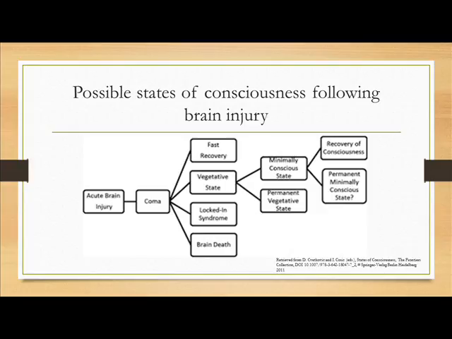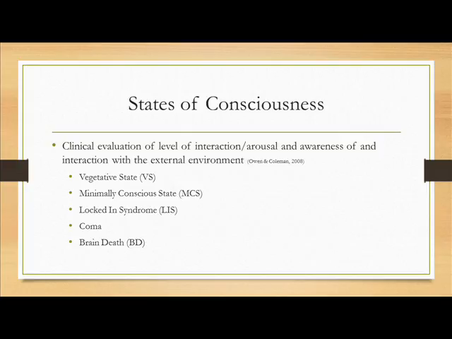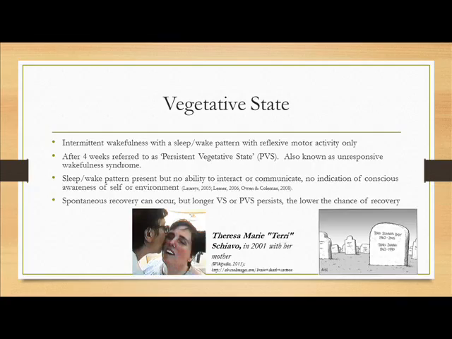As you can see from this flowchart, there are a number of possible outcomes following a brain injury which results in coma, depending on the level of recovery. The various states of consciousness include vegetative state, minimally conscious state, locked-in syndrome, coma, and brain death.